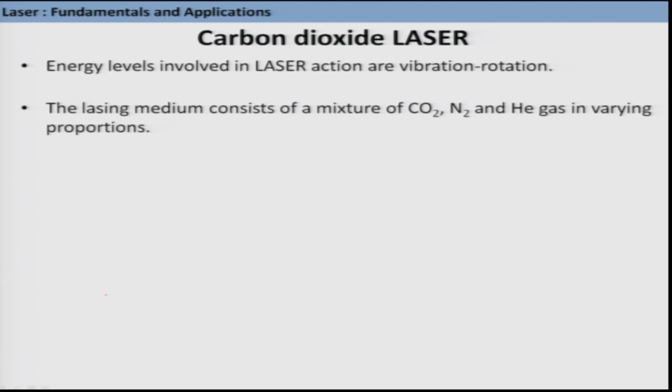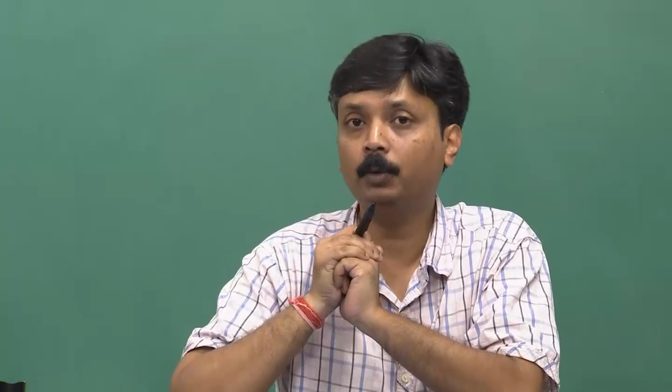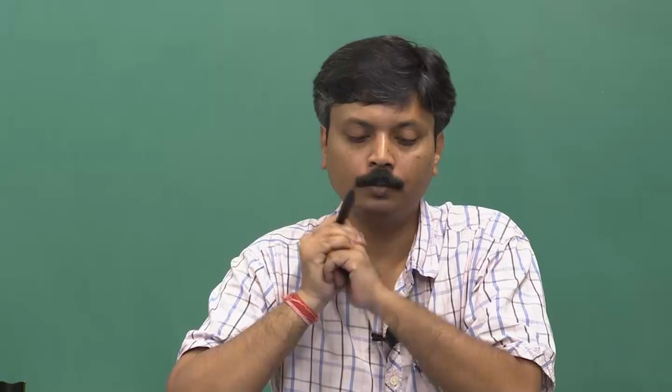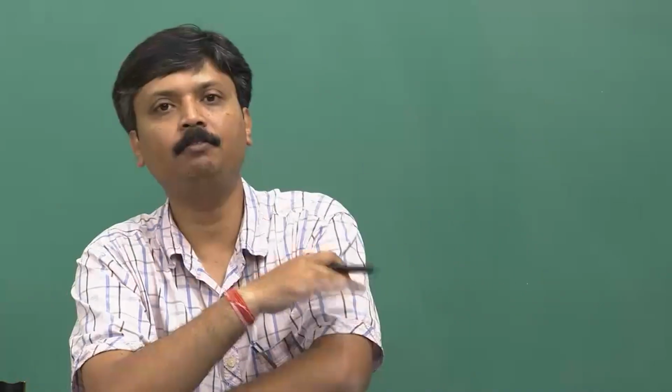One of them is the carbon dioxide laser. In the earlier lasers we mostly talked about the electronic energy levels involved in laser action. Here even the vibration and rotation levels are involved in laser action, so this is something which you should note. The lasing medium consists of a mixture of carbon dioxide, nitrogen and helium gas in varying proportions.